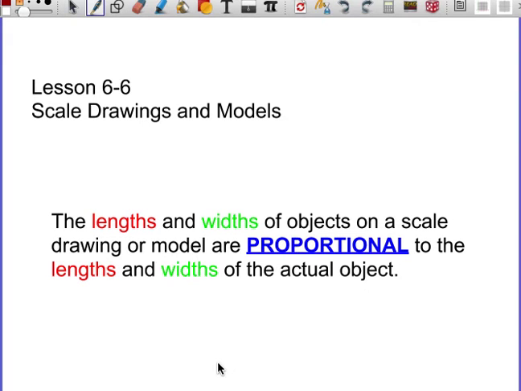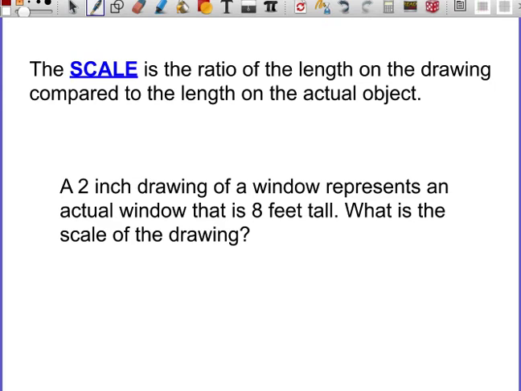So let's start with scale. The scale is the ratio of the length on the drawing compared to the length on the actual object. So we're going to be working with ratios. The example here is a 2-inch drawing of a window that represents an actual window that is 8 feet tall. So you've got a blueprint, a picture of the house that's being built, and on the drawing the window is 2 inches tall. But in real life, when the architect or the carpenter builds it, the window is going to be 8 feet tall. The question is then, what is the scale of the drawing?